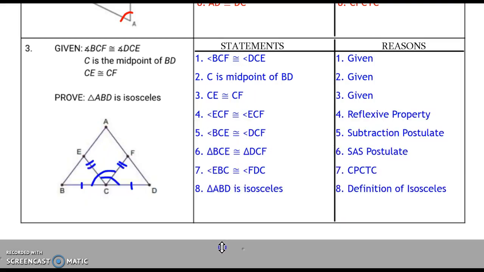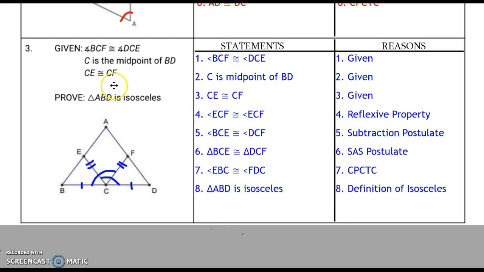Taking a look at proof number 3. In proof number 3, we were given some information, especially here we were given that BCF, that's this big angle here, and DCE, that's this big angle here, those were congruent. We use something called a subtraction postulate. We used that earlier in the class.